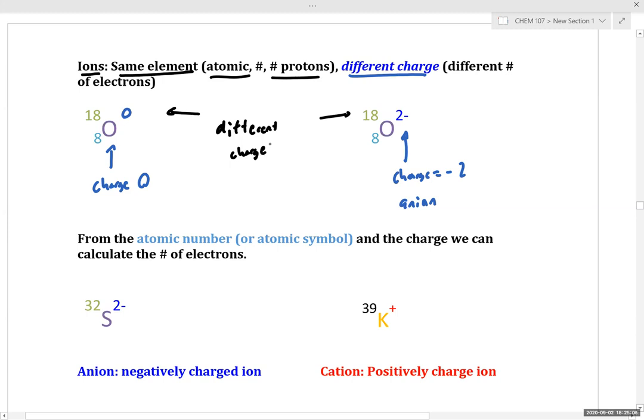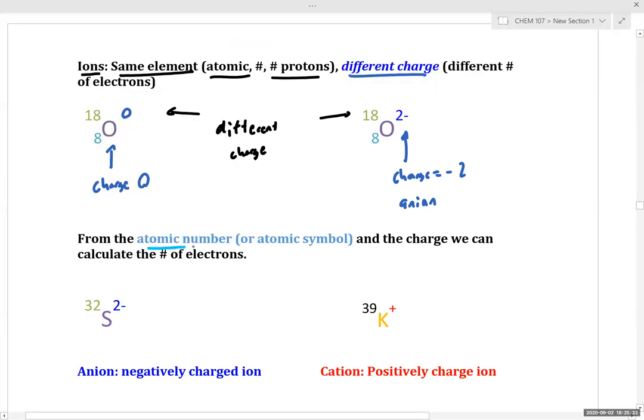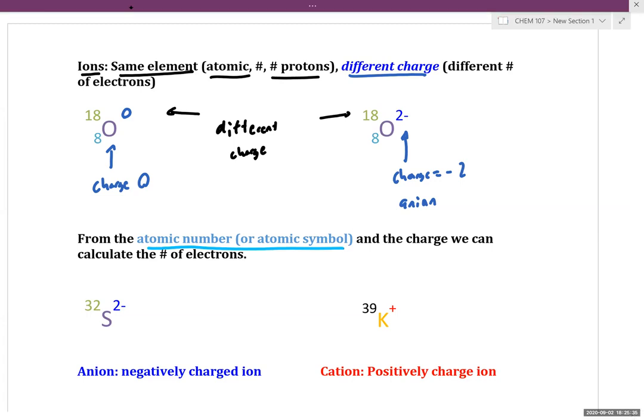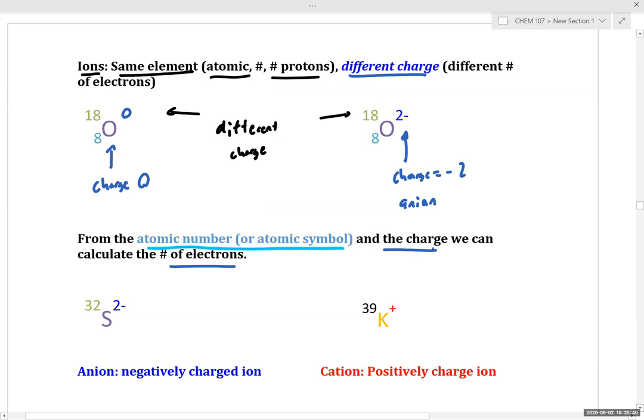In general, an ion is a general phrase for any charged atom. In this specific case, we use the description ion to refer to two atoms of the same element with a different charge. Now, from the atomic number or the atomic symbol, we can calculate the number of electrons if we know the charge.